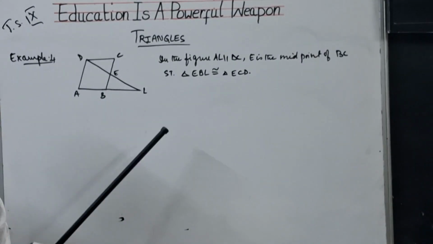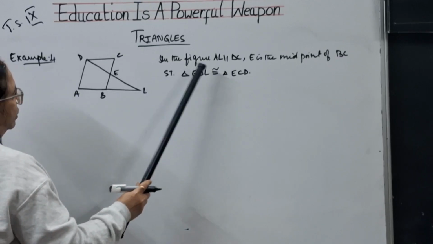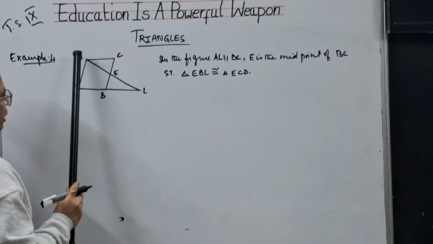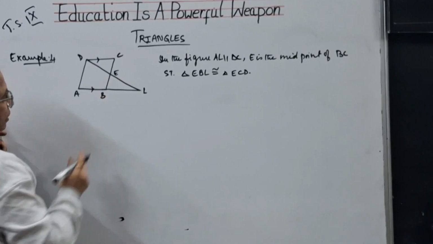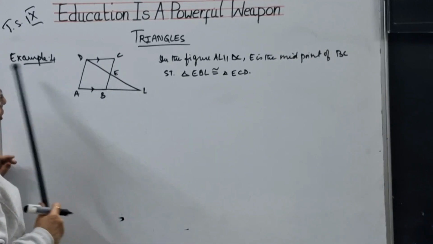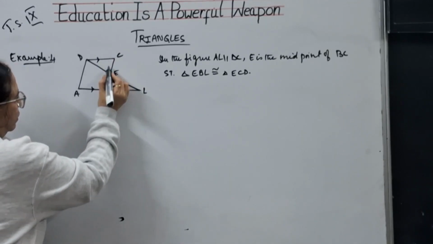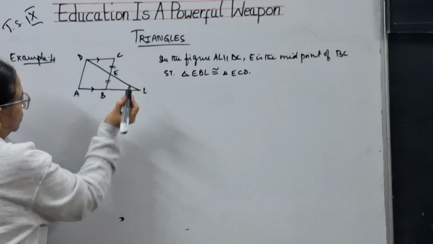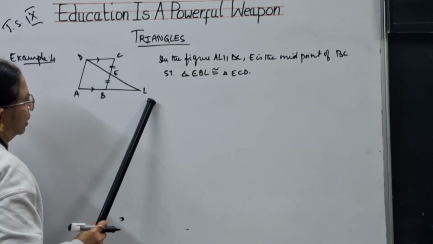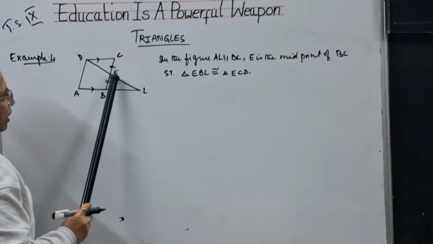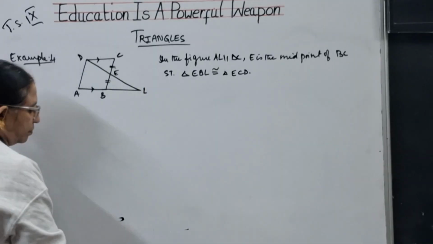Example 4, children. Figure is given like this. In the figure, AL is parallel to DC. These two are parallel. E is the midpoint of BC. For BC, it is midpoint means these two sides are equal. Now you have to show that triangle EBL is congruent to triangle ECD.